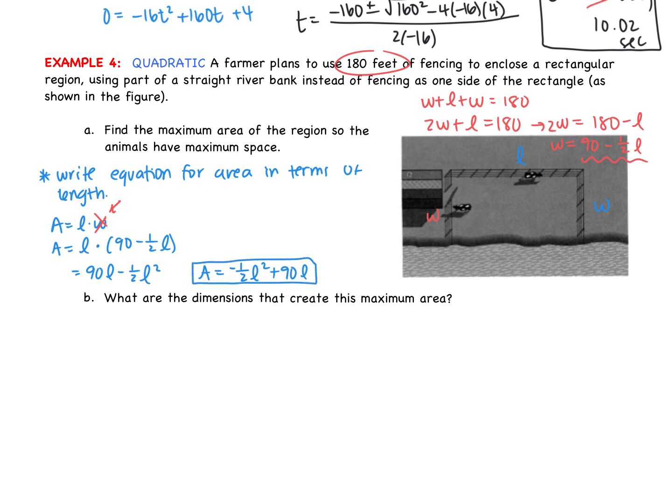Wouldn't it be, for the W, 90 minus L over 2? You can write it that way, sure. This is the same. 1/2 L is the same as L over 2. We could do area is equal to 90L minus L squared over 2. Again, you're going to see this, so make sure you have the correct variable.